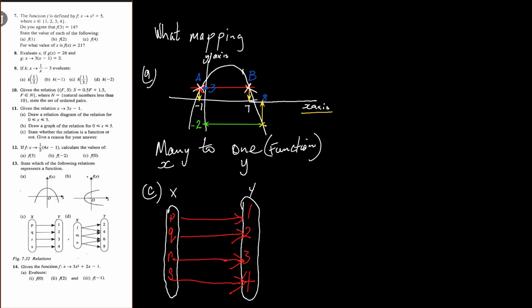I am saying part C is a one-to-one mapping, because you have one element, which is P in this case, in the domain mapped onto one number in the range. Tyrese, you understand what I'm saying? Yes. You sure? Yes, sir.